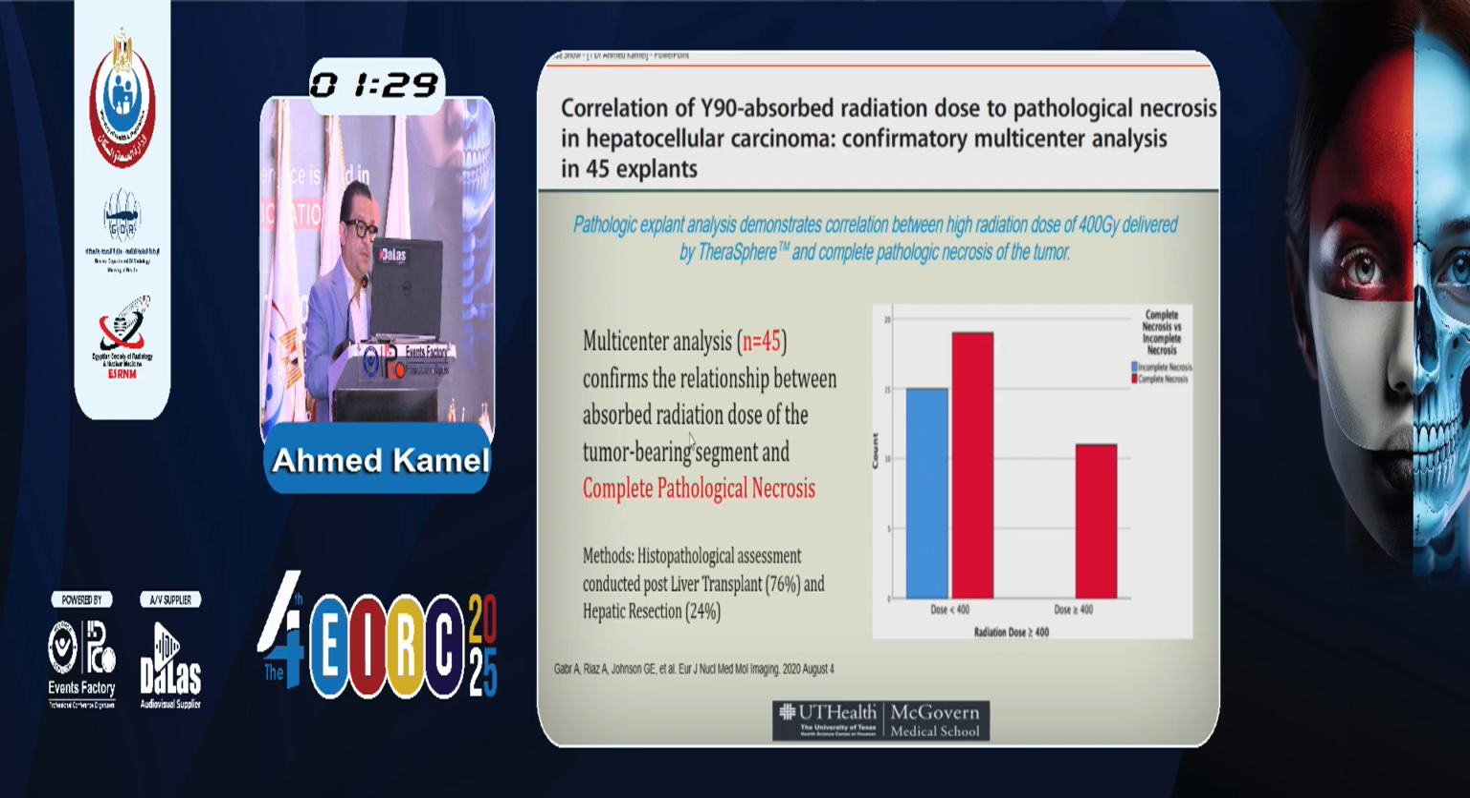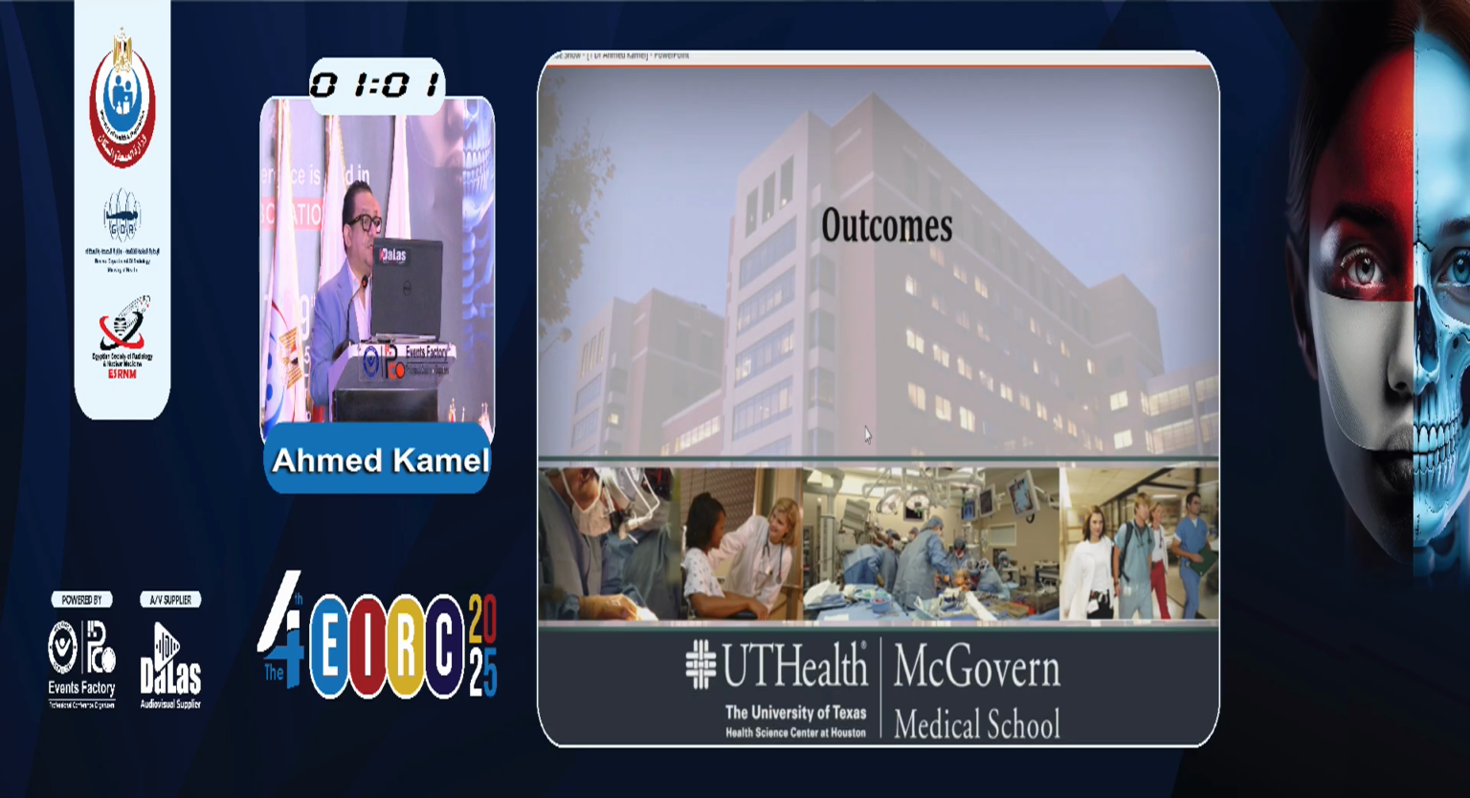This is the paper that I consider a landmark. It looked at groups of patients that had Y90 followed by transplant, and they looked at the explants to see which patients would have complete pathologic necrosis, and found out that a dose of 400 grays is necessary in order to obtain complete pathologic necrosis in all these patients. So this is what we actually use. We always use a dose of more than 400.